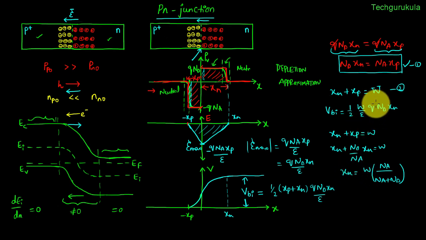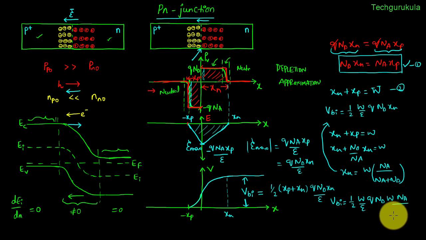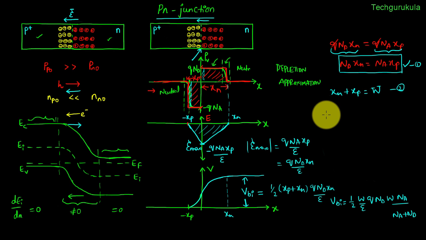Anyway, so let's come back to the derivation we were doing. Let me substitute this xn into this equation, where VBI can be written as half W over epsilon Q ND times W times NA over NA plus ND. And we can rewrite this expression to actually find the W. Here we have W square. So let me find the W value. The W can be written as 2 times epsilon, where epsilon can be written as epsilon naught times epsilon r, over Q times VBI, times 1 by NA plus 1 by ND, whole power half.